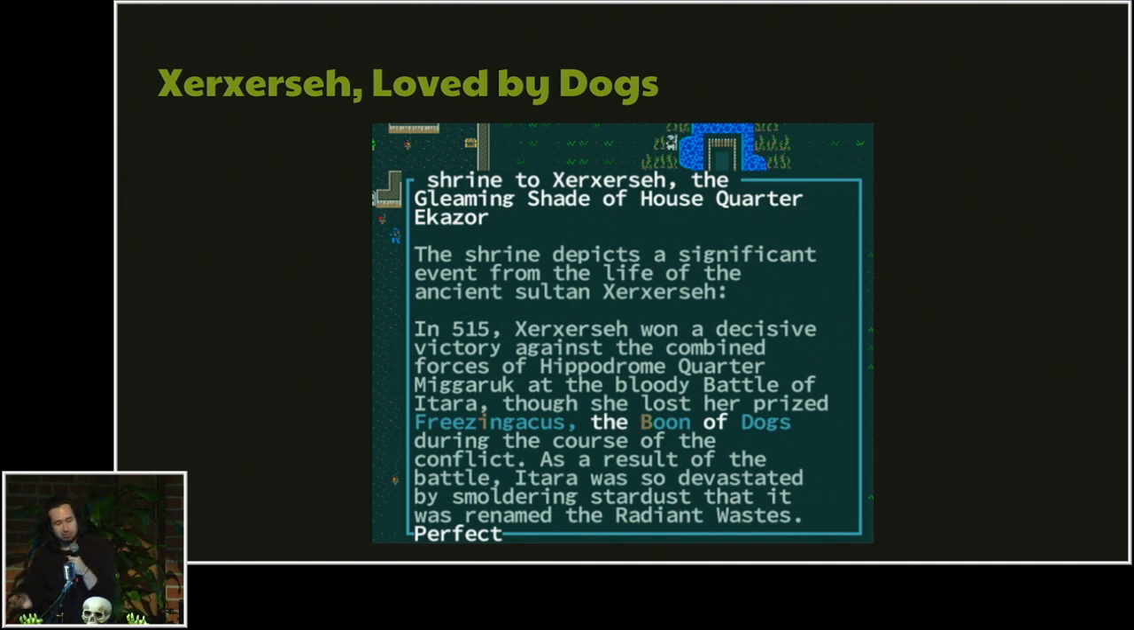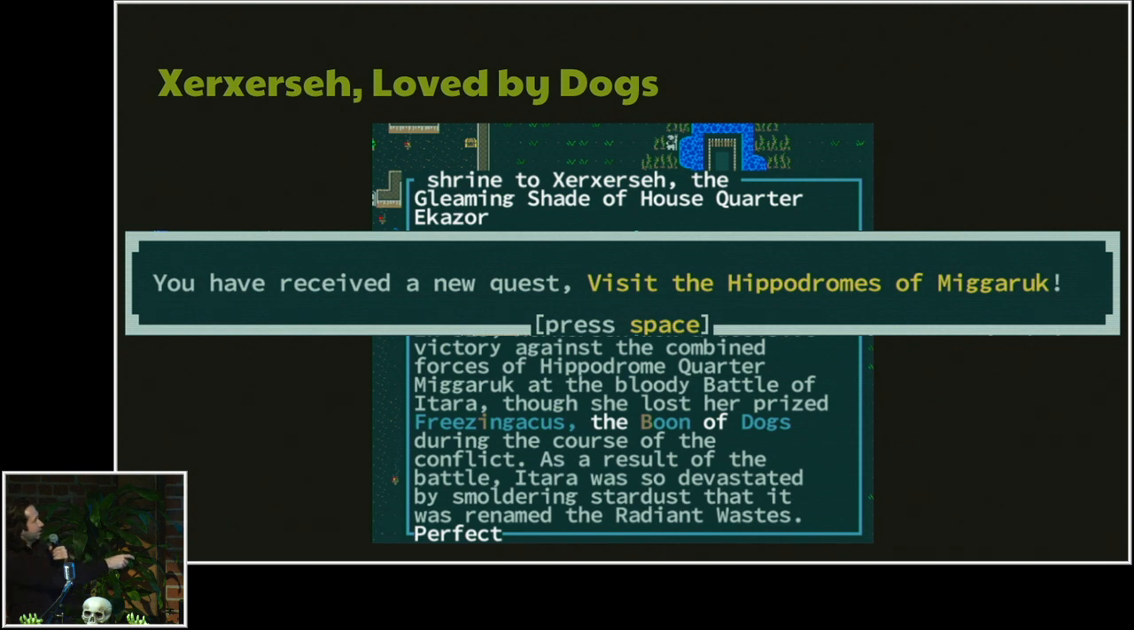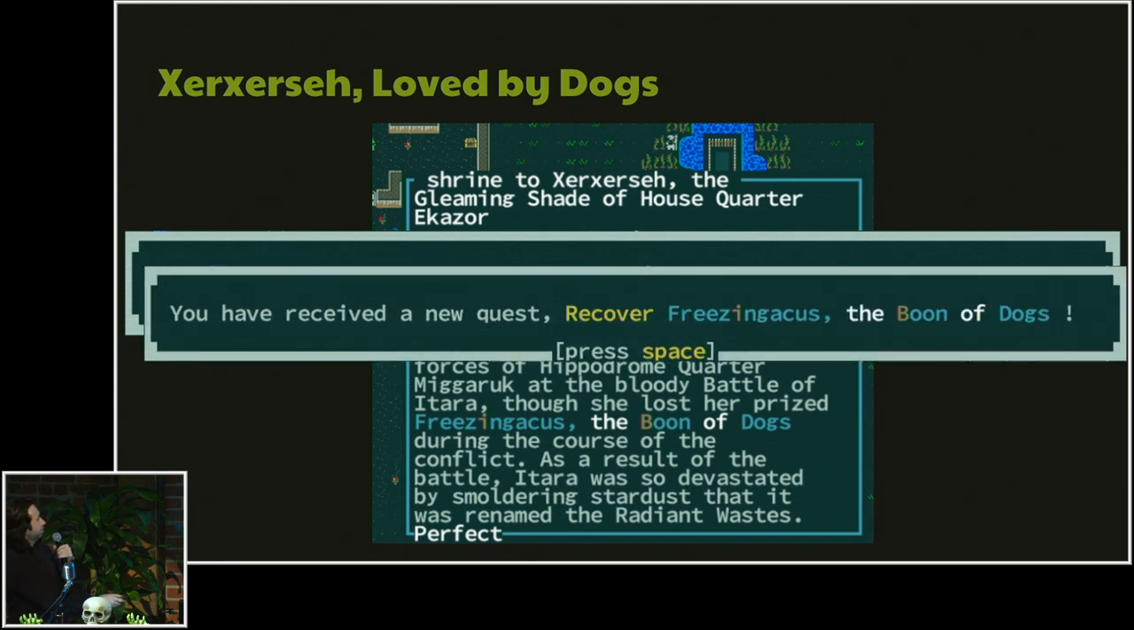Okay, so this means that, like I said, the Hippodrome Quarter of Migaruk is an actual place that gets instantiated in the world, and because Sixersi lost this artifact there, we can expect to actually travel there and find it. So we read this historical snippet on a shrine. We get a procedural quest to visit the Hippodromes of Migaruk. We also get a procedural quest to recover Freezingicus, the boon of dogs. So let's remember that for a minute. Let's put it aside.